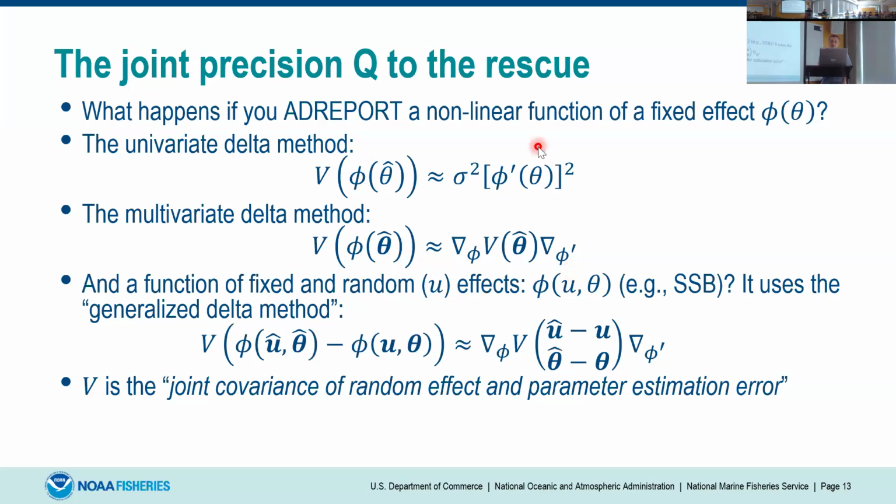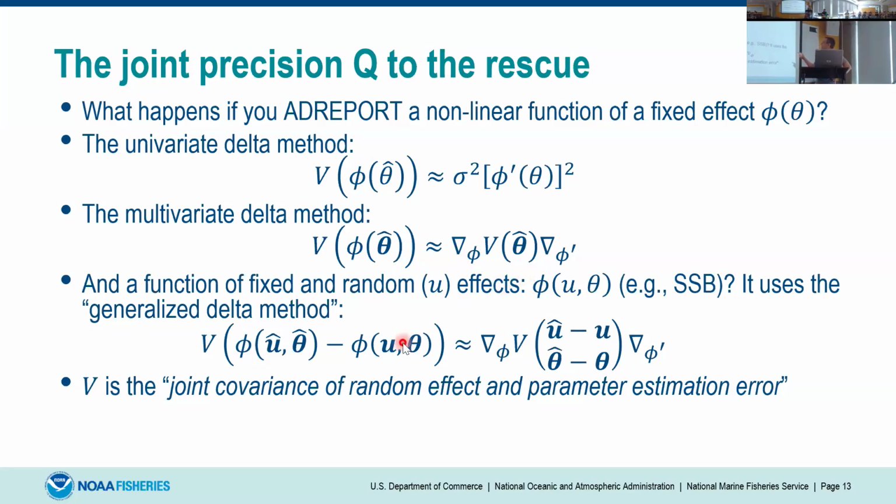This is the formula for the delta method. This is the standard error of this parameter, whatever parameter, theta. And then this is the square of the derivative of the function. So if phi is theta squared, this would be 2 theta. You're basically multiplying these two terms together: the standard error of theta times the derivative of the function. There's also a multivariate version that uses the same idea, but with vectors.